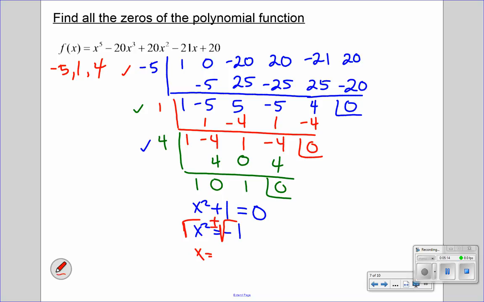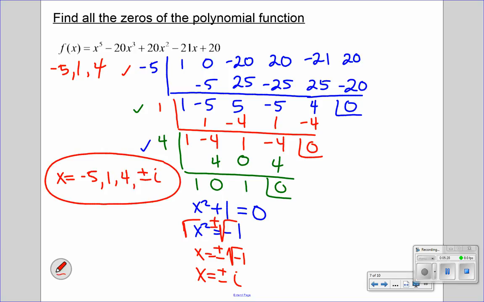So we have x equals plus or minus the square root of negative 1. And the square root of negative 1 is i. So our answers are negative 5, 1, 4, and plus or minus i. So those are our 5 answers, including an imaginary one.